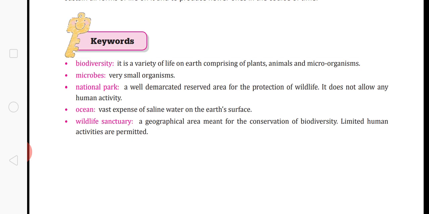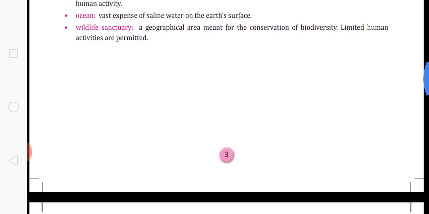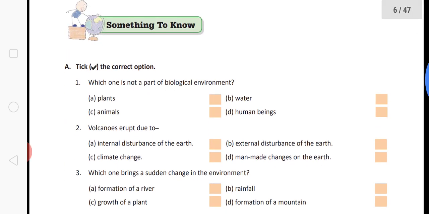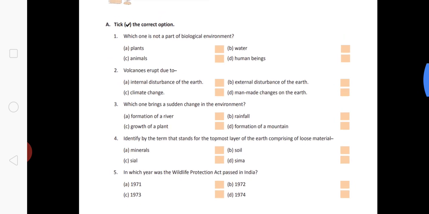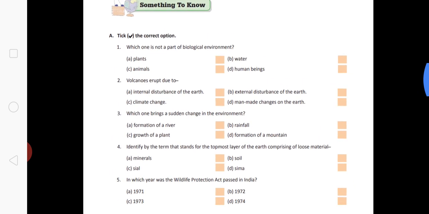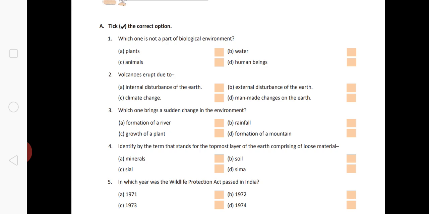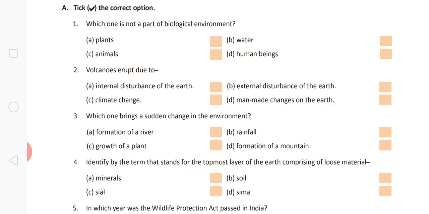So this is about the chapter. Now what you have to do, you learn this chapter once again and do the question answers. Here are some of the question answers, just see. Tick the correct option. Which one is not a part of the biological environment? Four options are given there. You have to find the option.